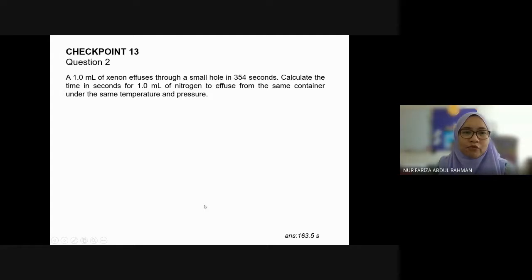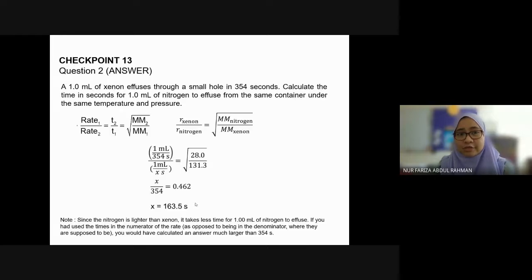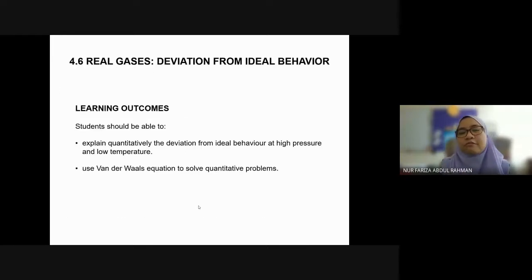Right, so we have one more question. This will be your homework, and we will discuss it next week. So I'm going to proceed to our next subtopic, which is deviation from ideal behavior.